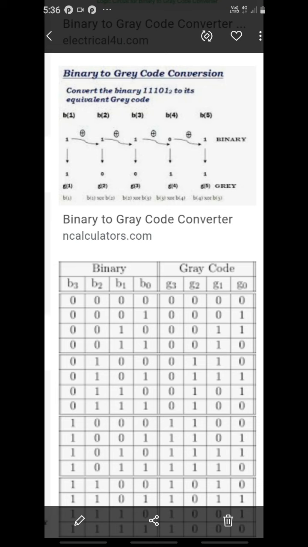And take one example, that is 10011. This MSB is taken as it is, that is 1. And 1 plus 0 is 1, and 0 plus 0 is 0, 0 plus 1 is 1, 1 plus 1 is 0.